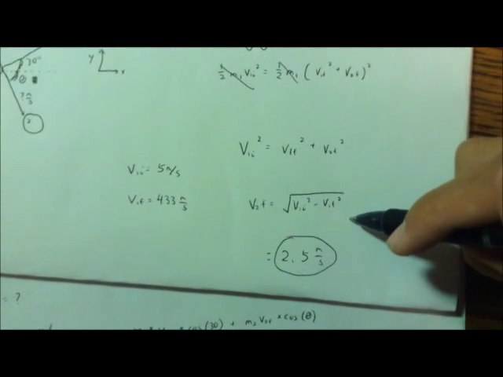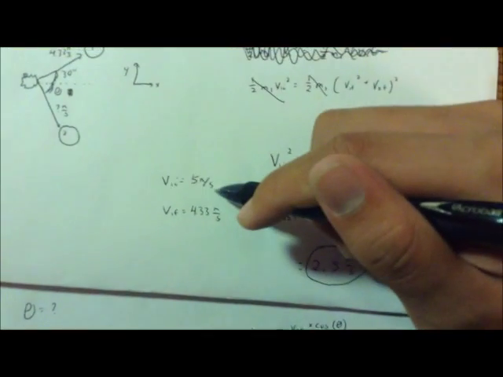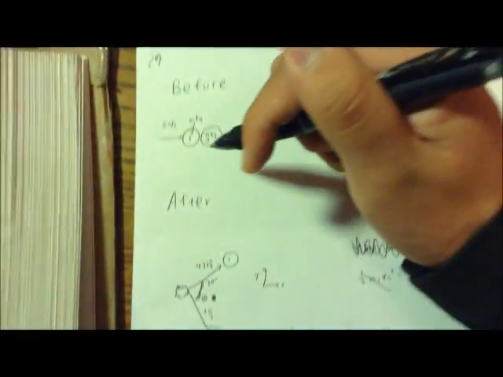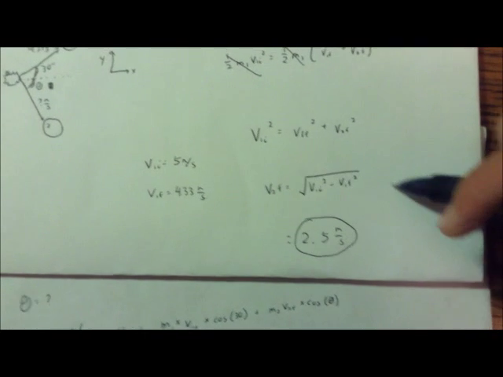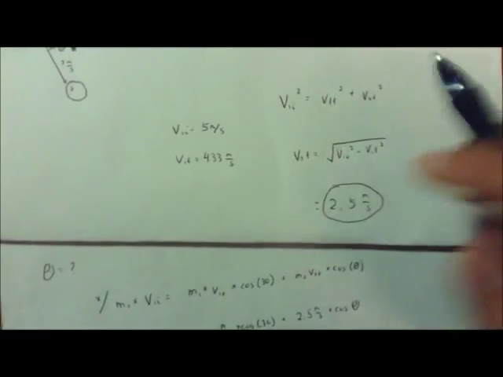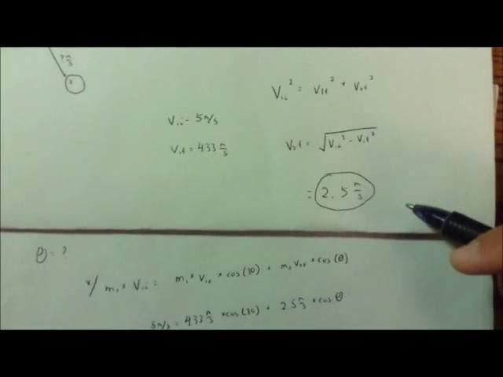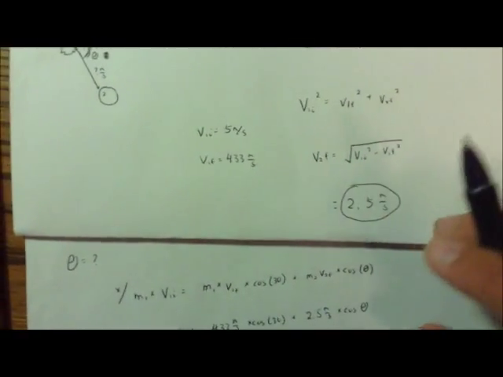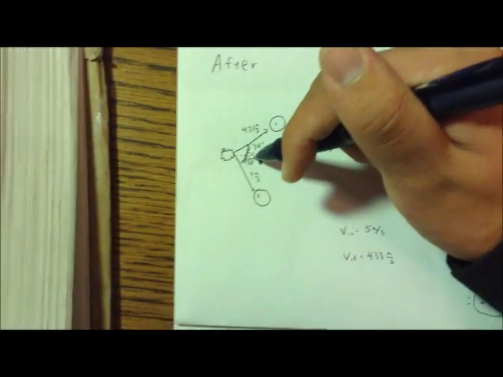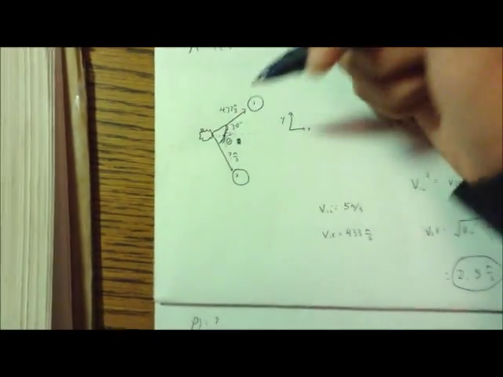By plugging into the equation, knowing v1 initial is 5 meters per second and v1 final is 4.33 meters per second, as shown in the before and after pictures, we solve that v2 final equals 2.5 meters per second. Normally I think that's all the textbook asks for, only this velocity, but I'm going to find the angle of this ball anyway.